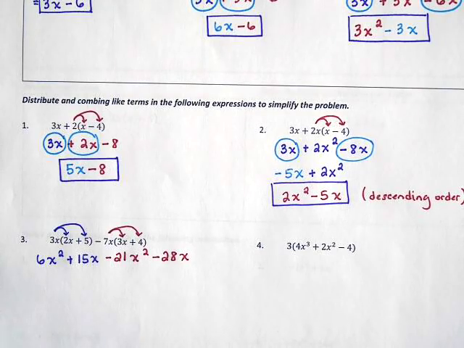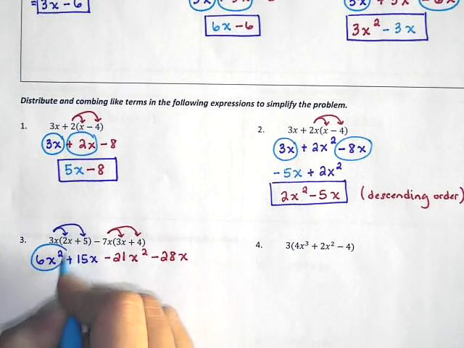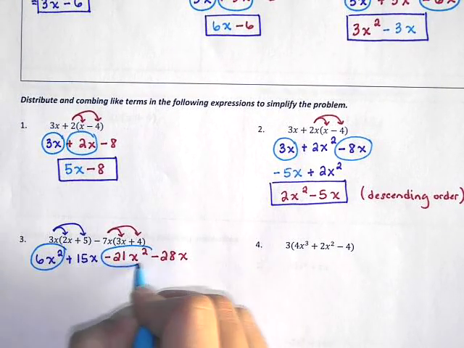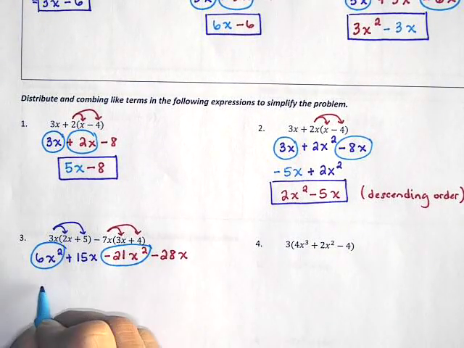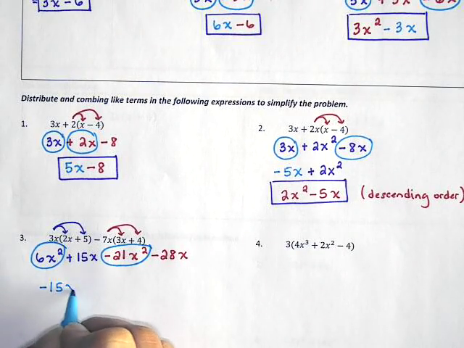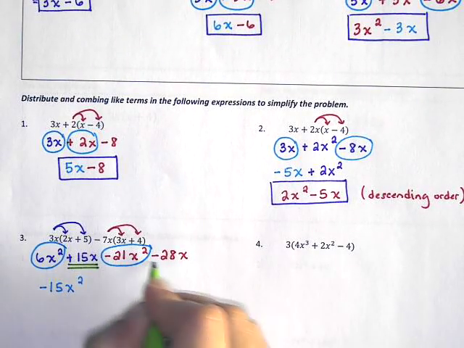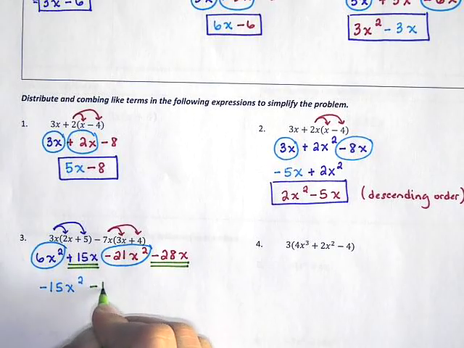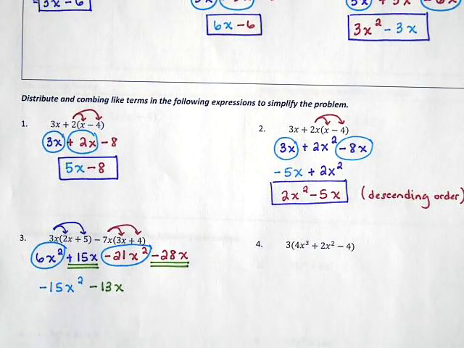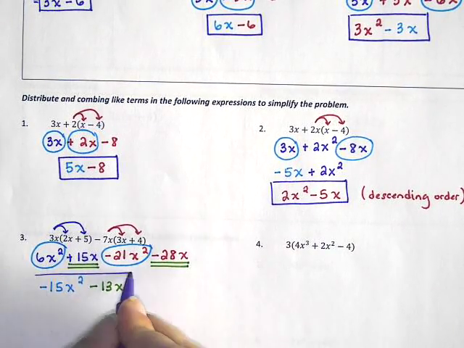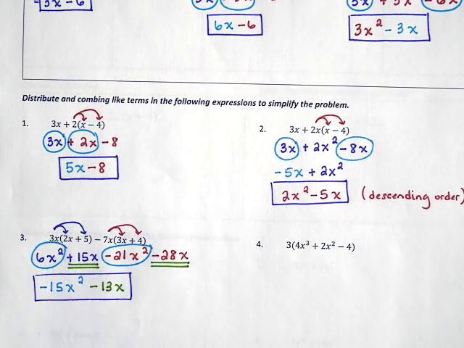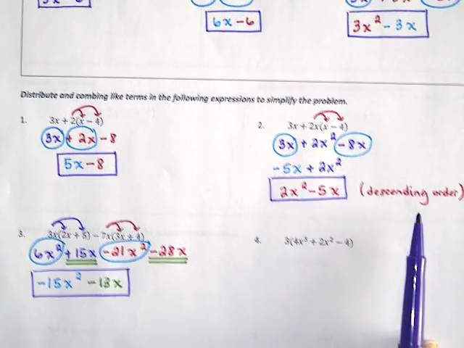Now we're just going to combine like terms. In this case, there are actually 2 different sets of like terms. The 6x squared and the negative 21x squared will make negative 15x squared. And then 15x minus 28x will make negative 13x as my final answer. And again, the answer is already in descending order, so I don't have to change anything. But if it was not in descending order, I would need to rearrange my answer.